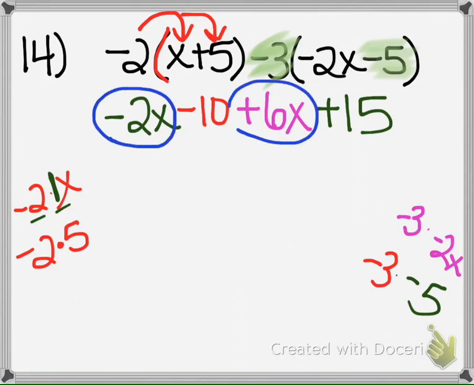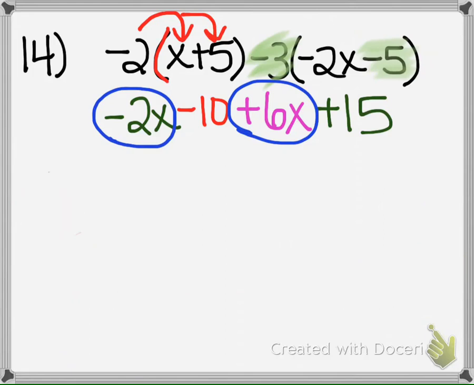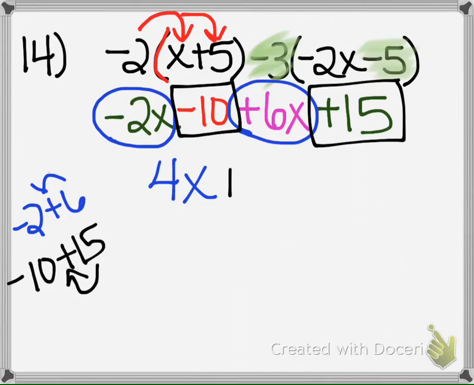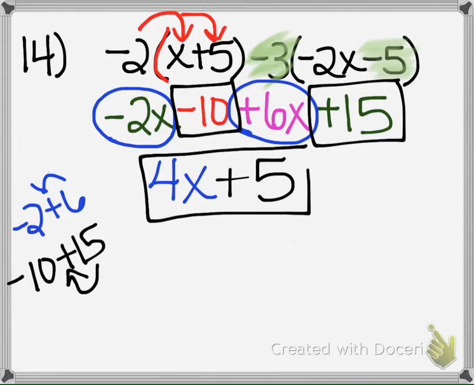These two both have x's, so we're going to solve by evaluating negative 2 and positive 6. 6 is bigger. They're different, so we subtract, so we get 4x. And then we can combine together the negative 10 and the positive 15. 15 is bigger, so we know we put a plus there, and they're different, so we subtract them, and we get positive 5. So our answer is 4x plus 5.